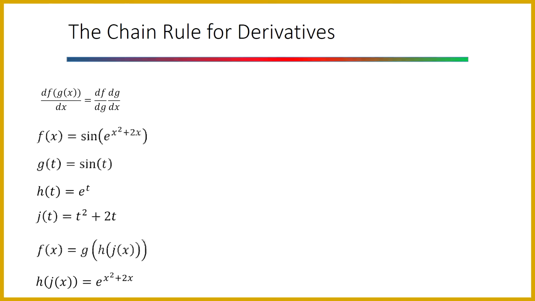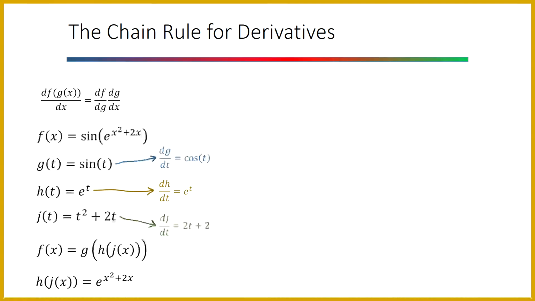Alright, next let's compute some derivatives. The derivative of sine of t we of course know is cosine of t. The derivative of e to the t is e to the t. And the derivative of t squared plus 2t is 2t plus 2.